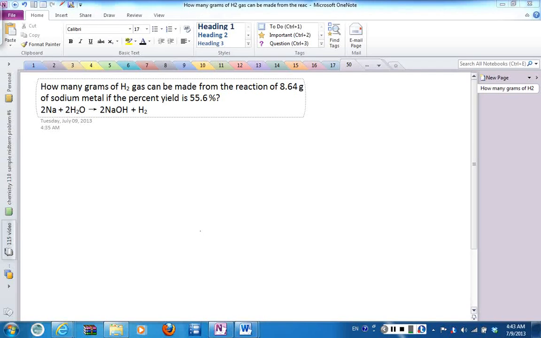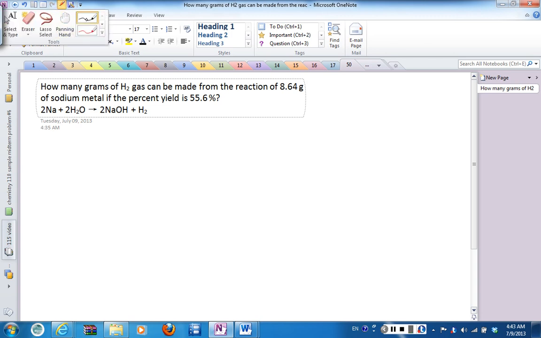How many grams of H2 gas can be made from the reaction of 8.64 grams of sodium metal if the percent yield of the reaction is 55.6%? Alright, so we have a chemical reaction between sodium and water, and we know how much sodium we have.